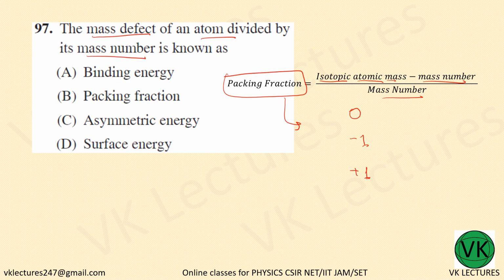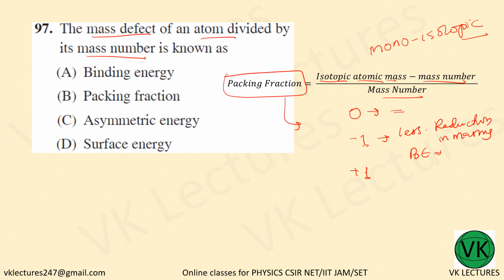These are the possibilities. 0 means this is monoisotopic. There is no other isotope present. So that is indicated by 0. Now -1 means there is a reduction in mass. So binding energy is present. They are stable.